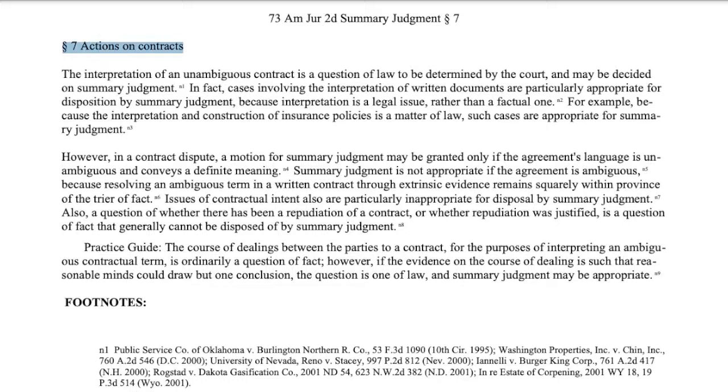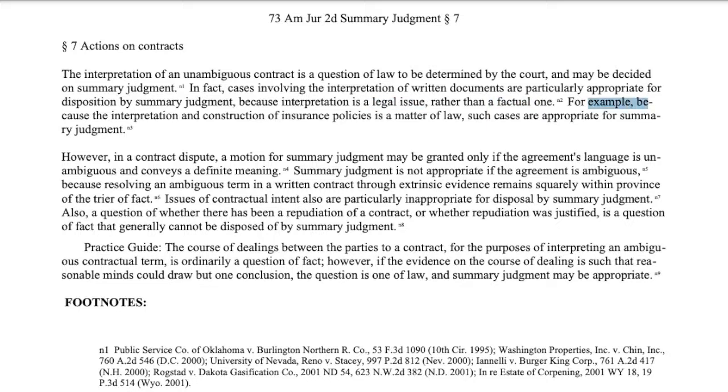All right, we're on to Section 7, Actions on Contracts. The interpretation of an ambiguous contract is a question of law to be determined by the court and may be decided on summary judgment. In fact, cases involving interpretation of written contracts are particularly appropriate for disposition by summary judgment because interpretation is a legal issue rather than a factual one. Legal and factual. See this distinction? So don't think that legal has to always do with facts. Legal has to do with procedure.